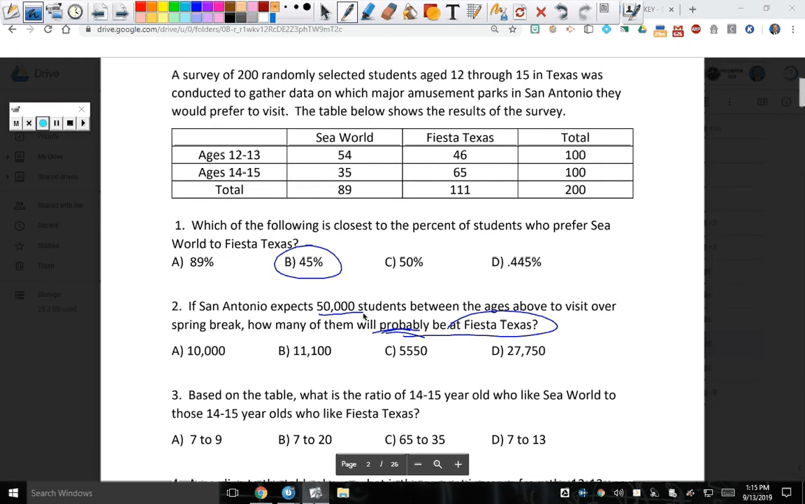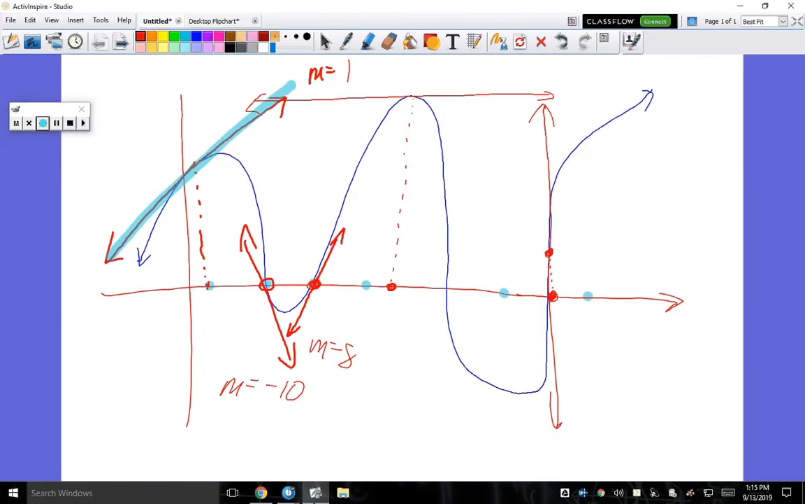Use that for proportion. So you could do 111 over 200 equals x over 50,000 for sure. And guys, I want you to be well versed with this calculator. Menu 3.1 brings up this solve feature. So get the practice right now in class.